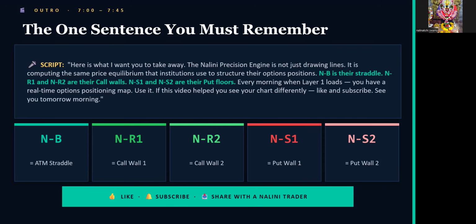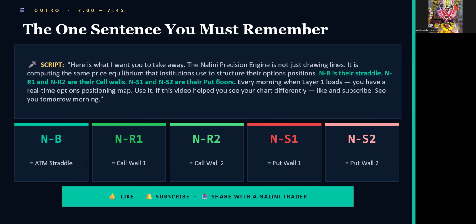So, Nalini base, that is pivot, is the big money straddle. Nalini R1, R2 are their call walls. Nalini S1 and S2 are their put floors. Every morning, layer 1 loads as soon as 9:18 a.m. So you get all the layers.